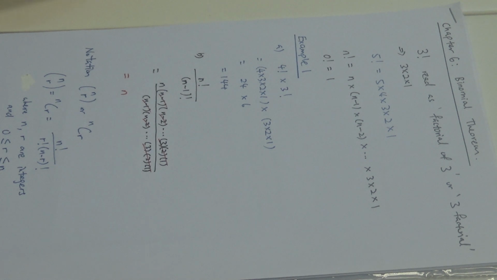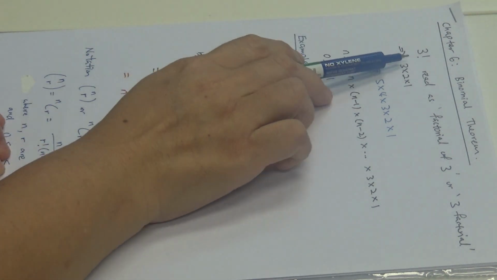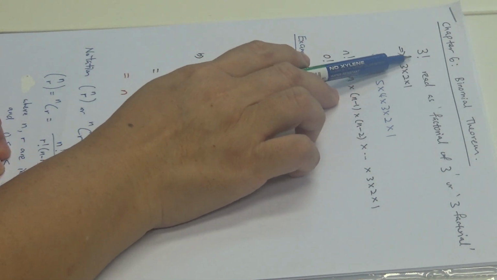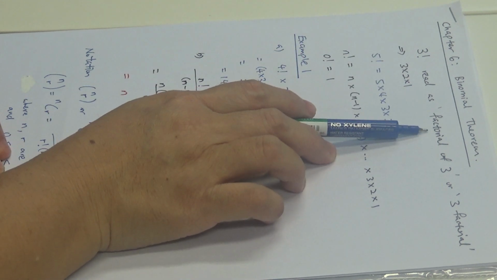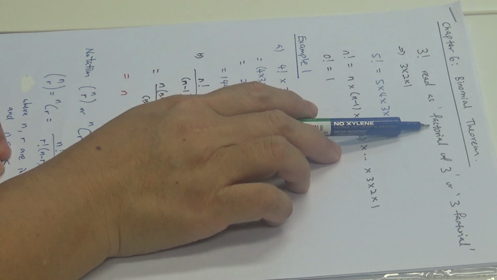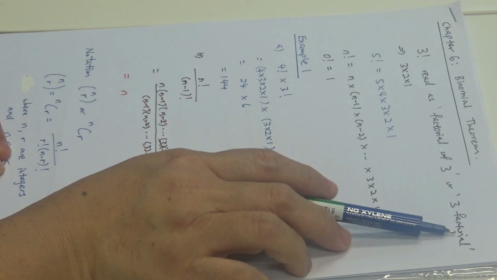Good morning, class. Today we are going on to a new topic, chapter 6, called Binomial Theorem. First of all, I would like to introduce a symbol to you. This looks like an exclamation mark, but it's not. It's called factorial. We can read this as the factorial of 3, or 3 factorial.